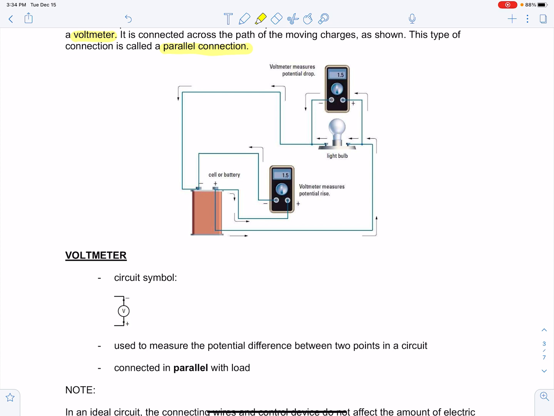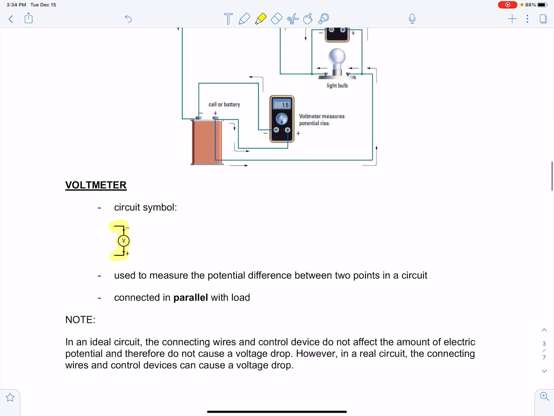So the circuit symbol for a voltmeter is the letter V inside a circle, similar to that of the ammeter, where it's the letter A inside a circle. It's used to measure the potential difference between 2 points in a circuit, and as we mentioned above, it's connected in parallel with the load.